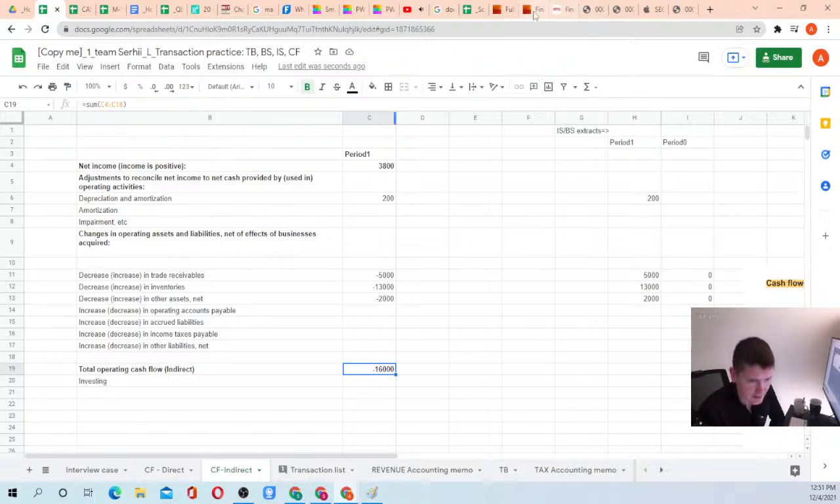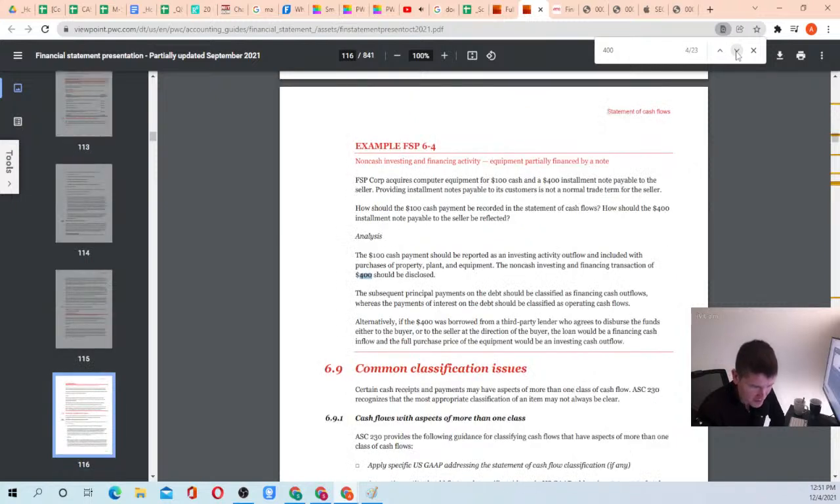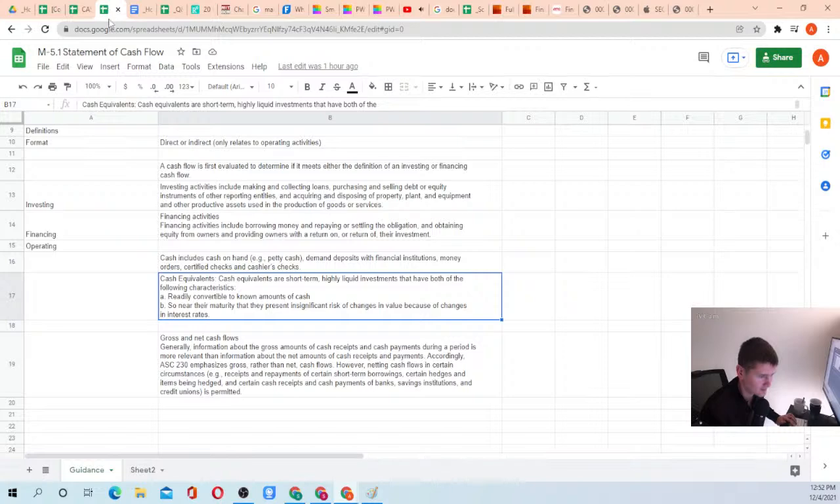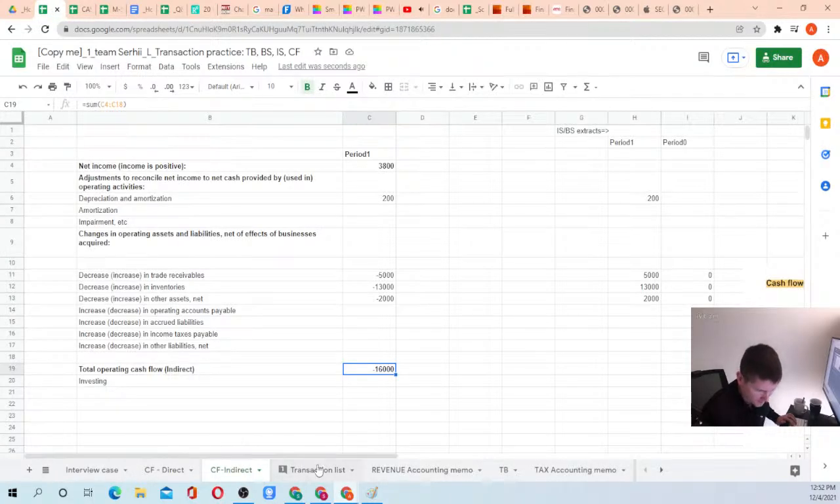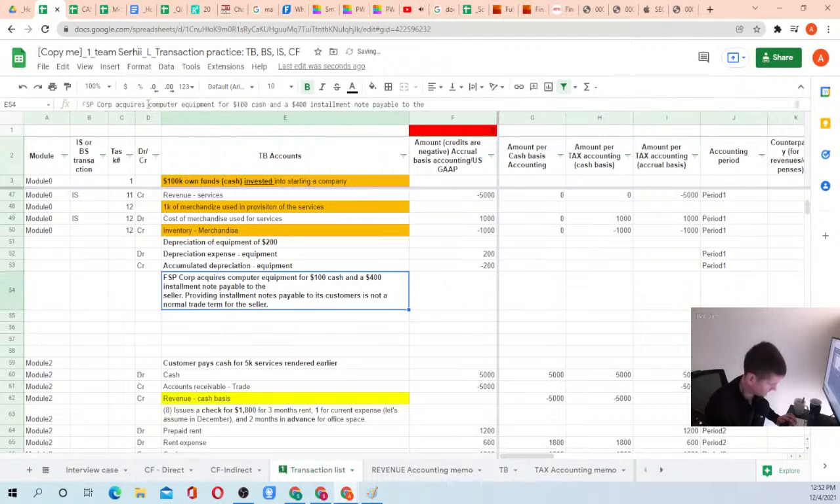Now let's take an example from that guidance. Let's see if I can find it. So I was able to find it. FSP Corporation acquires computer equipment for $100 cash and $400 installment note payable to the seller. Okay, let's do it. Transactions list.